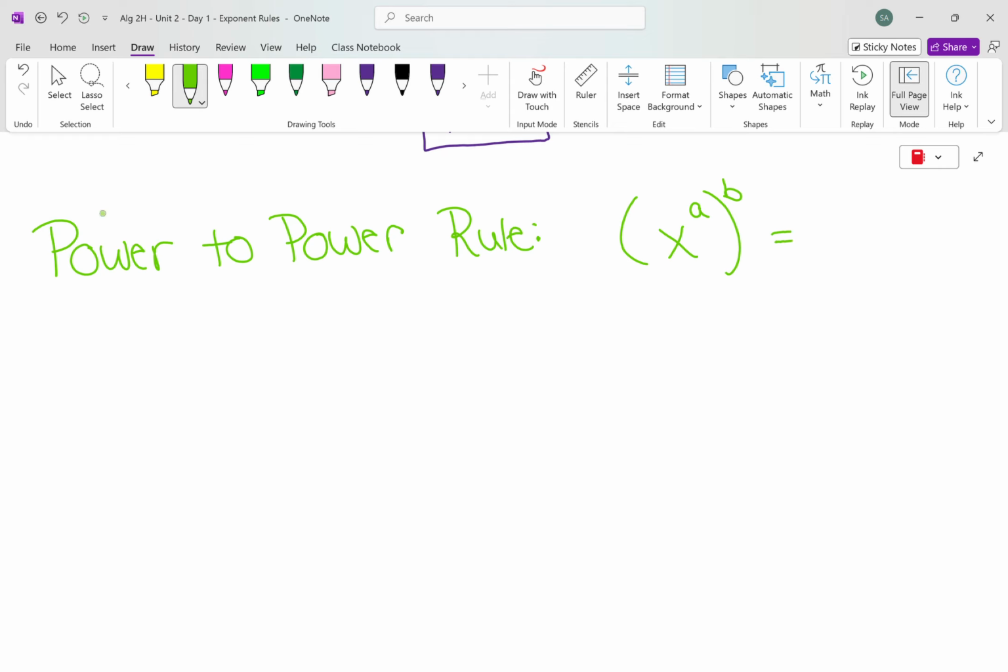So the rule tells us if I have x to the a raised to the b power, so a power to a power, an exponent raised to an exponent, we're going to keep our base and multiply the exponents. x to the a raised to the b power is the same as x to the a times b power. So if I have x to the 3rd raised to the 4th power, that gives us x to the 12th power. You got it.